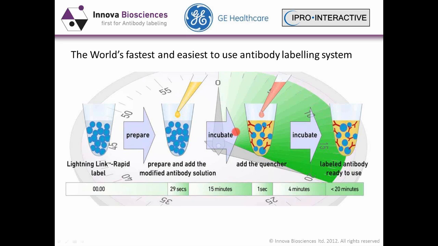Here's a brief summary of the methodology. You simply add your antibody to the lyophilized labeling mixture, incubate, add a quencher, and then your conjugated antibodies are ready to use with the rapid kits in less than 20 minutes.